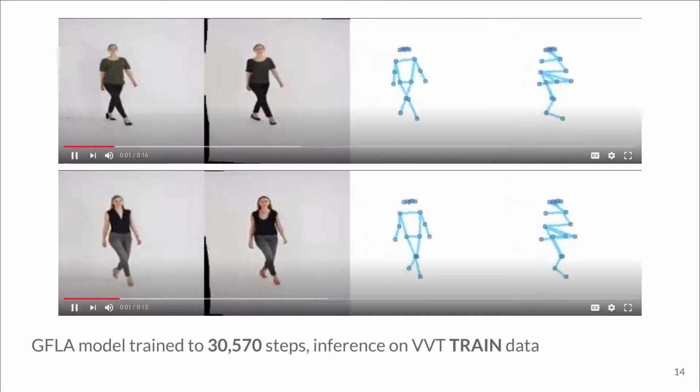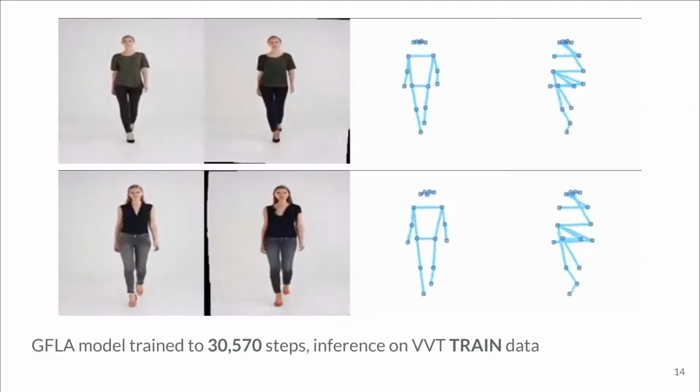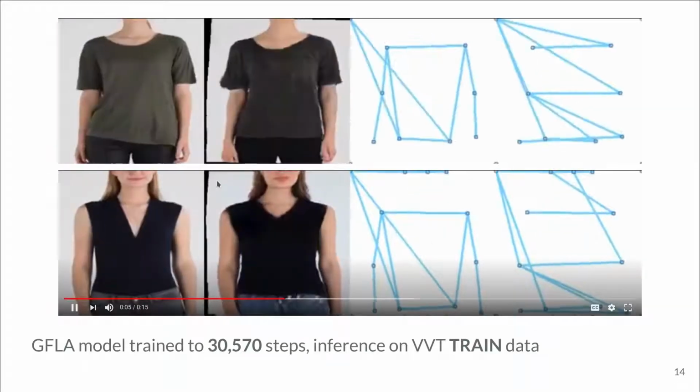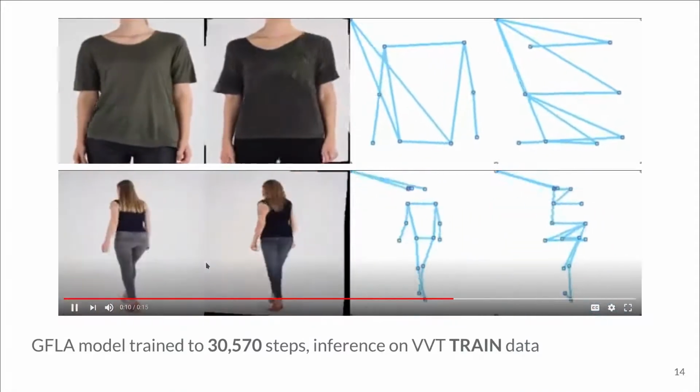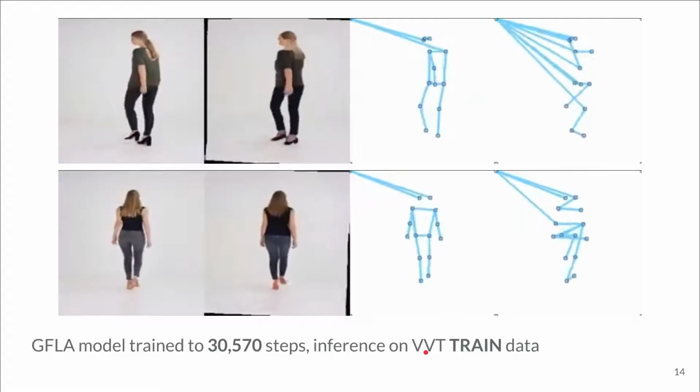You can see the same at 30,000 steps. Now there is some black coloring on the side. This is because during training there are some rotations for data augmentation.